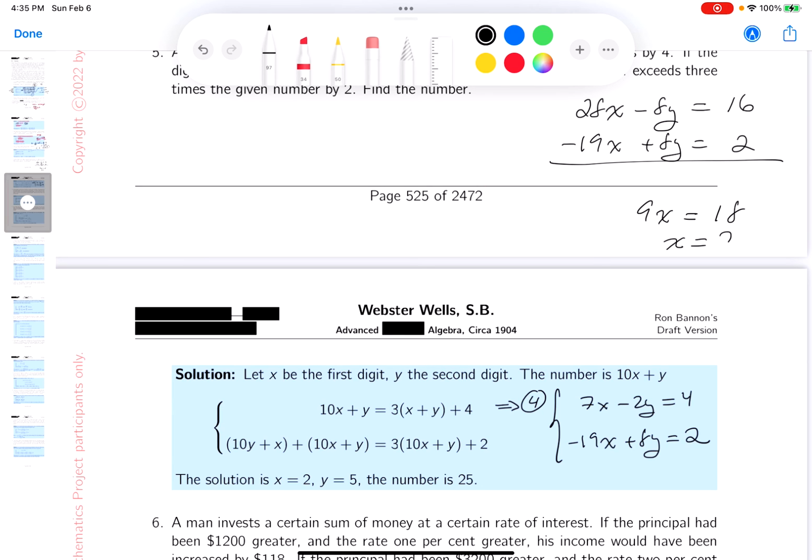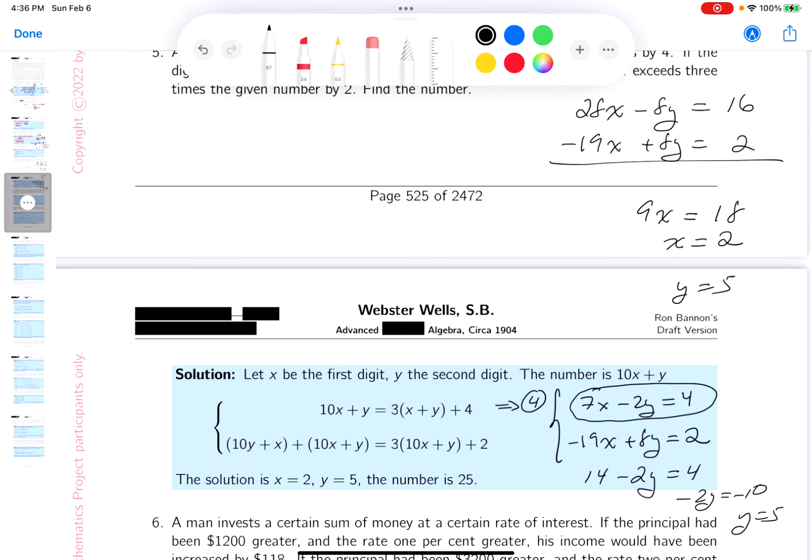What's x? X is 2. All right? Now, someone says, how do you get the y? And I'm going to use this equation over here to get the y. And it looks pretty simple to do that, by the way. If x is 2, I get 14 minus 2y is equal to 4. I would subtract 14 from both sides. I would get 2y is equal to minus 10, or y would be equal to 5. And I'll write this over here.